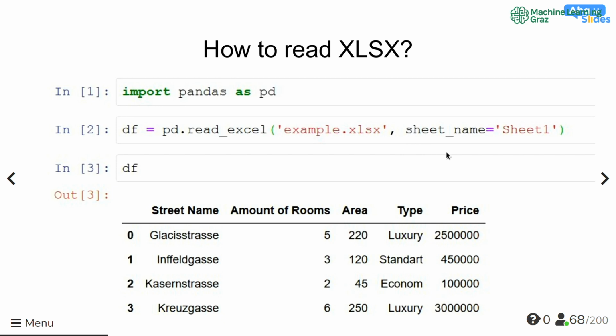So when you are reading it in Pandas, you cannot read the whole Excel file in one table, because there can be multiple sheets. Every sheet is saved in one data frame, so here we need to specify which sheet we are reading. In this case, it's sheet number 1. The other things are similar. We just say it's read Excel and not read CSV.